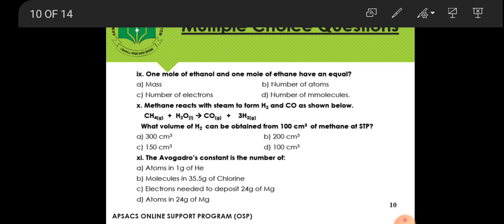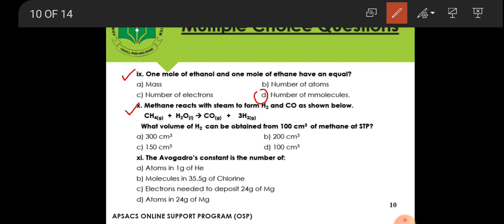Students, let's solve question number 9. 1 mole of ethanol and 1 mole of ethane have equal number of molecules. 1 mole of ethanol and 1 mole of ethane contains 6.02 into 10 raised to power 23 molecules. So number of molecules is same.